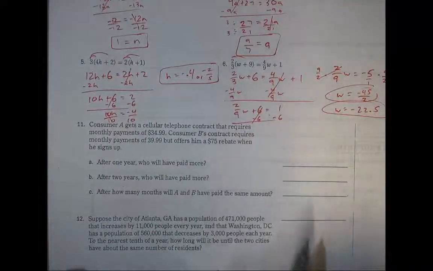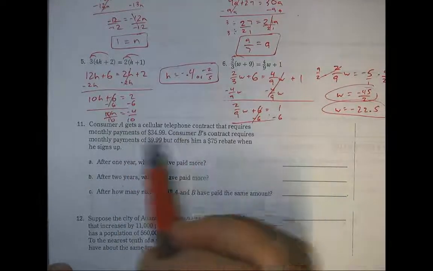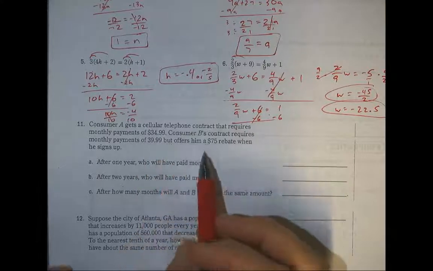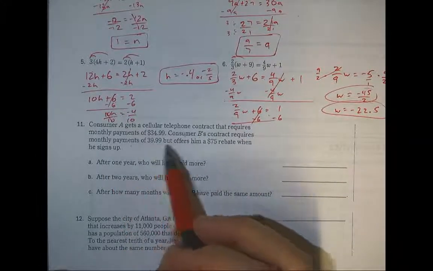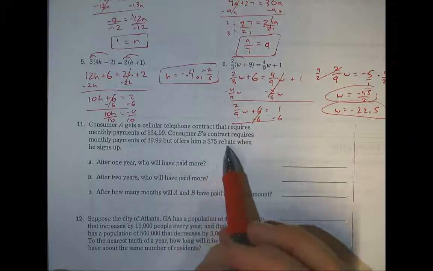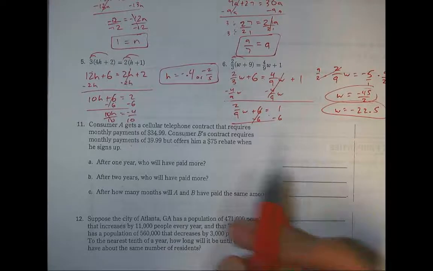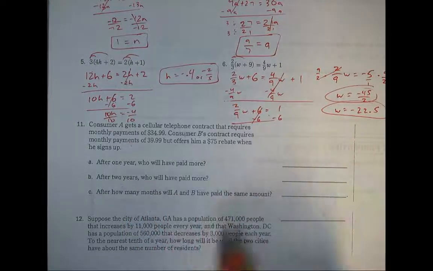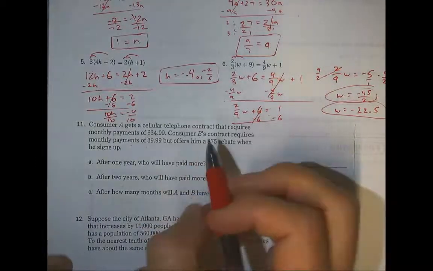Okay, going on to some word problems here. Consumer A has a cell phone, monthly payments of $34.99. Consumer B, monthly payments a little bit higher, but offers him a $75 rebate when he signs up, meaning $75 will come off the price. So after 1 year, who will have paid more? So that means after 12 months.